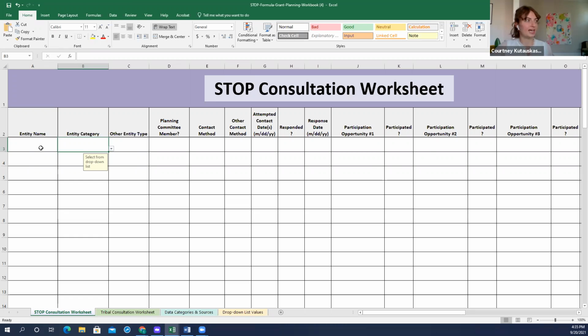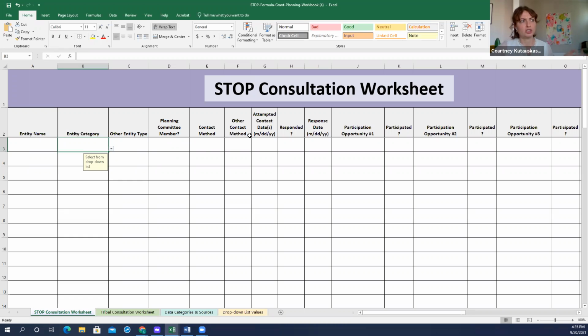Yeah, so you can say their name and then the category. This one is for those who are part of your planning committee. The drop-down menu is going to say State Sexual Assault Coalition, Domestic Violence Coalition, things like that, so you can just pre-select it. Or if it's another entity type, you can also put it here. You can say whether they're part of your planning committee or not, and how you reached out to them. If maybe you emailed and that wasn't successful, but you had their number and you called, you can also say that.